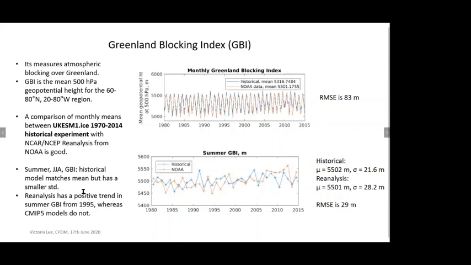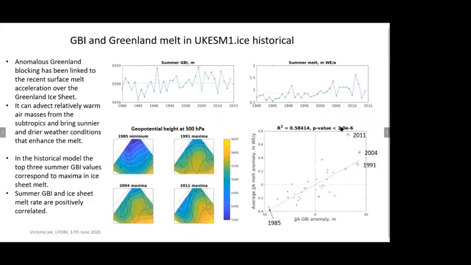But what we want to draw your attention to is that in the reanalysis, there is a positive trend from the mid-1990s, which we don't get in our model run. It's pretty flat. But then other CMIP5 models don't get it either. So we're going to then look at how that compares with the melt rate.